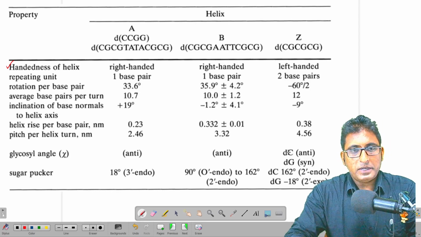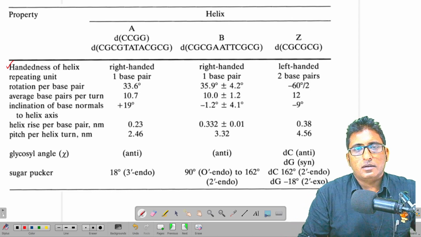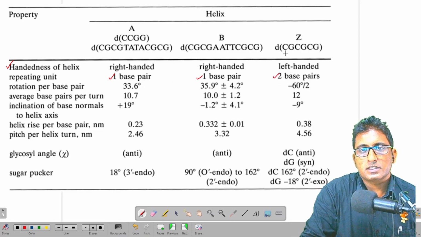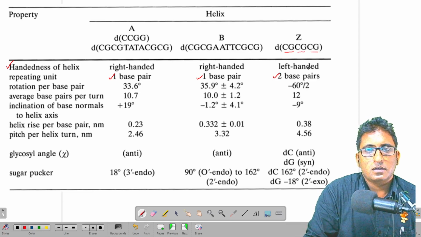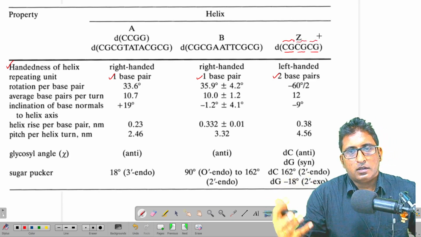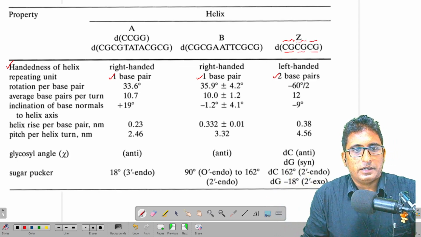And then the repeating units for A and B are one base pair, whereas in zDNA it is two base pairs. If you see the sequence, it is usually rich in CG, and this is a kind of one repeating unit in each case, and that forms the left-handed DNA.